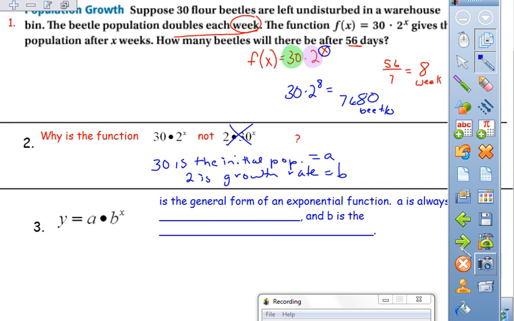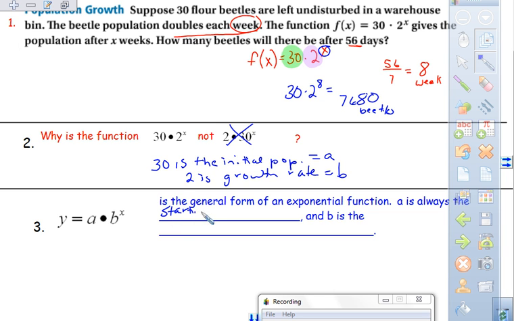And then just to summarize, y equals a times b to the x is the general form for exponential functions. A is always the starting value. And b is the growth or decay rate. And that just depends on the value of b.